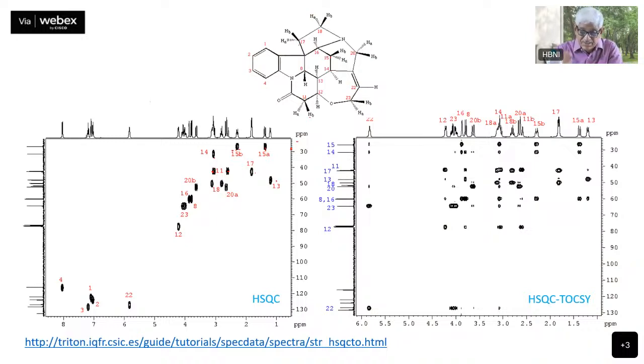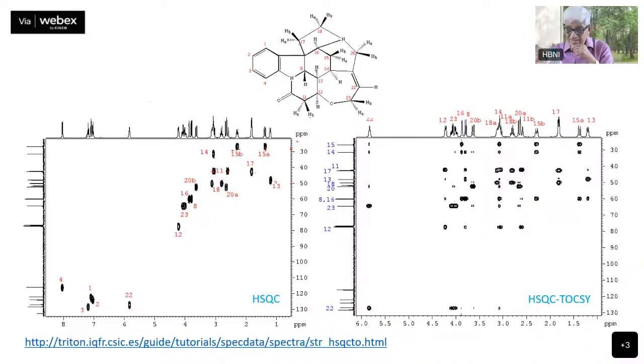For example, see 13. Where is 13? 13 is here. 13 is attached to only one proton, and that is showing you one peak. This carbon 13 is here, carbon is here, and the proton is here. So like that, in the HSQC spectrum, all the carbons are very well resolved, and you have the corresponding proton peaks at the respective positions. So 1, 2, 3, 4, all these carbons are very well resolved, and they are identified on the basis of their coupling networks.